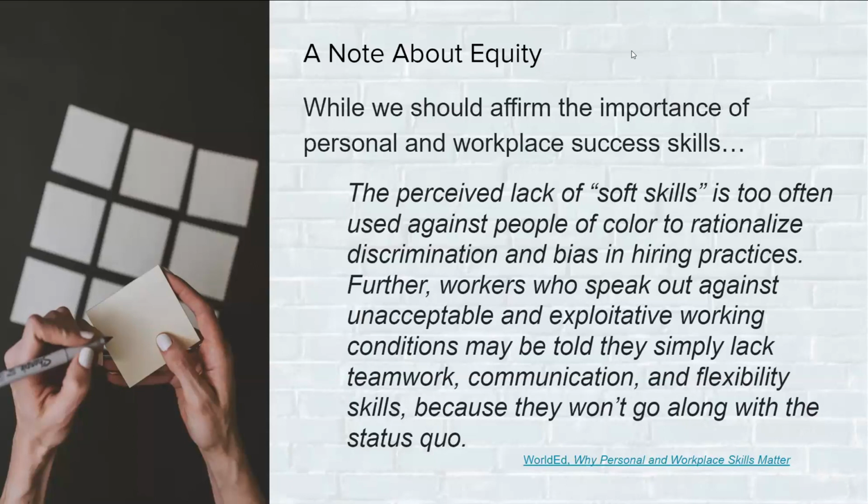Further, workers who speak out against unacceptable or exploitive working conditions may be told that they lack teamwork, communication, or flexibility skills simply because they won't go along with the status quo. And I think we're going to see some shifts there, as people own the power of their own transferable skills. I think Gen Z is going to throw us for a loop because they are not a generation who goes along with the status quo. So I think that's going to be something that we see a shift in as well.